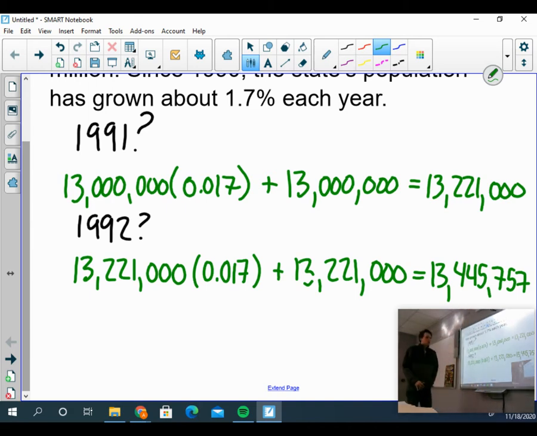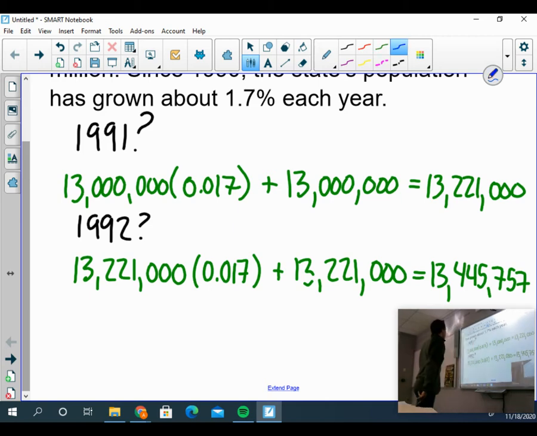So here's where it gets tricky, because I asked you what's the population in 2008. Well, we've kind of got the process down, but man, that's going to take a lot of work. Going all the way from 1990 to 2008, I'm going to have to do this 18 times. It's quite a bit. So could there be an easier way to do it? Answer, absolutely. Let me show you how.